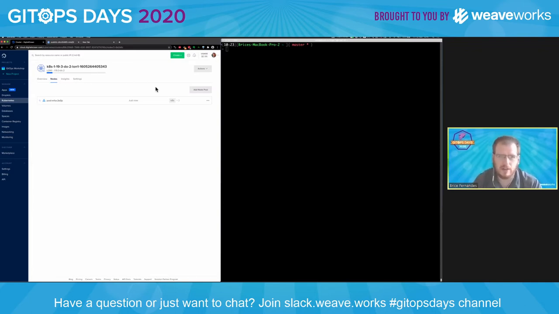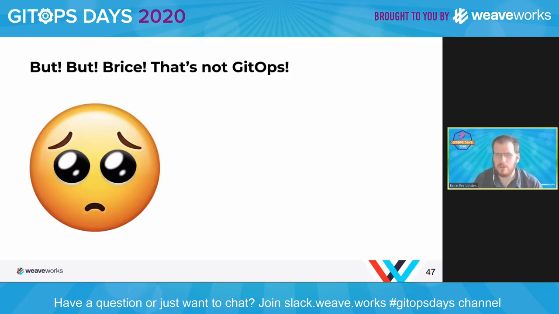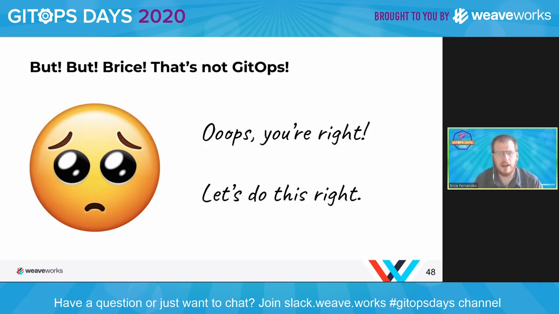So I've got this cluster up and running, but hang on, Brice. There's something deeply wrong here. That's not GitOps, right? We're not doing GitOps. We're going to get a Kubernetes cluster, but we want to do that via GitOps. Surely we want to declare our cluster. That's the entire point of this conference. So how do we do this right?